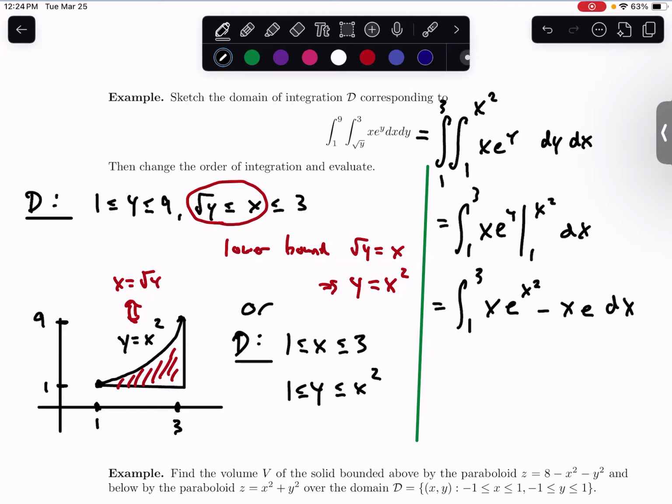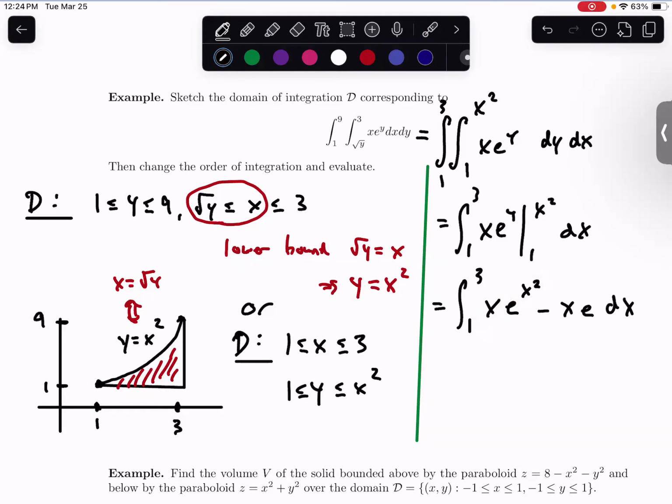I'm not going to go through the details exactly. For this, you can split it up into the difference of two integrals, where you let u be equal to x squared. So you get a 2x, and then you have a 1/2 times e to the u, blah, blah, blah. So let me just write out what this ends up being equal to.